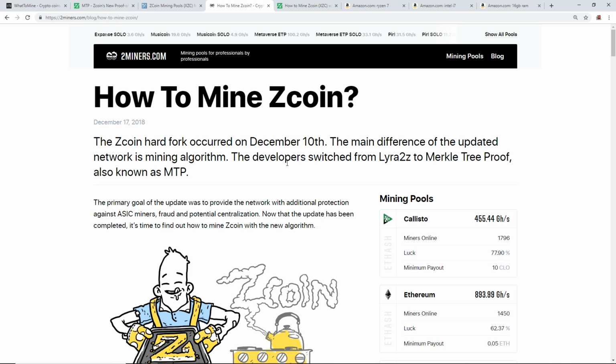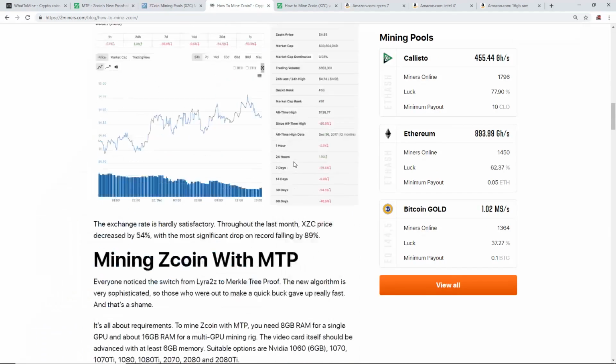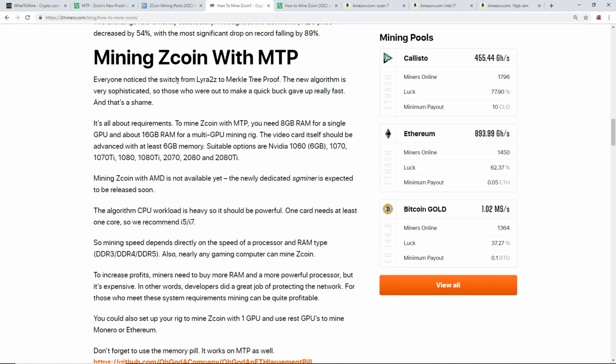Okay guys, so there's this awesome blog article on twominers.com. Basically it was posted December 17th, how to mine Zcoin. And basically Zcoin switched from the Lyra2Z algorithm to the new MTP. And so now the requirements for Zcoin: you need at least 8 gigabytes of RAM. So this is 8 gigabytes of system memory on your motherboard. And that's just for a single graphic card, if you want to run MTP on a single graphic card.